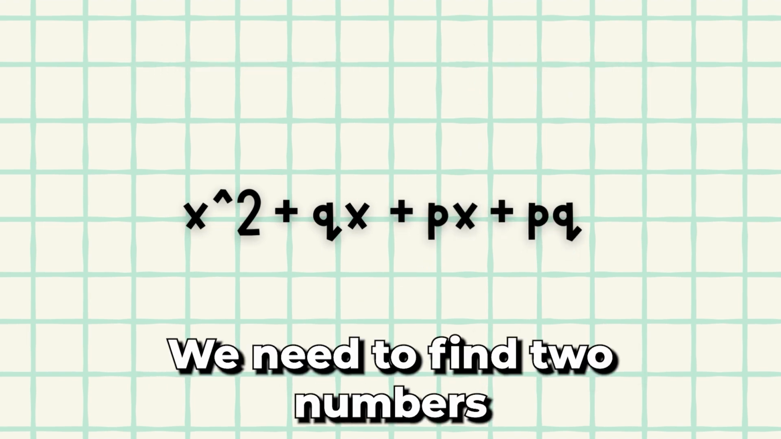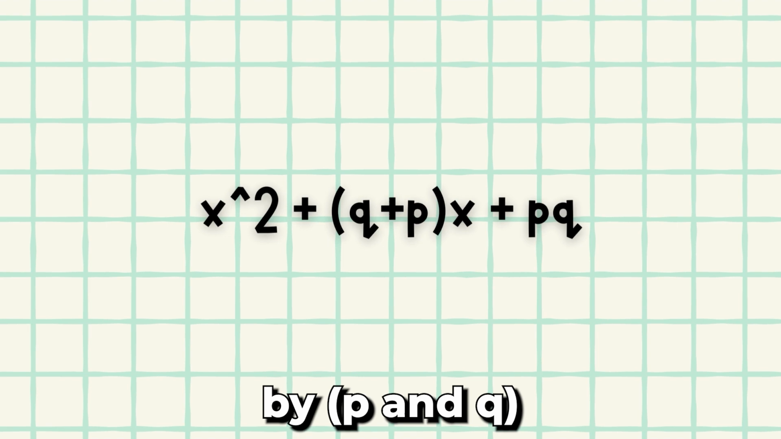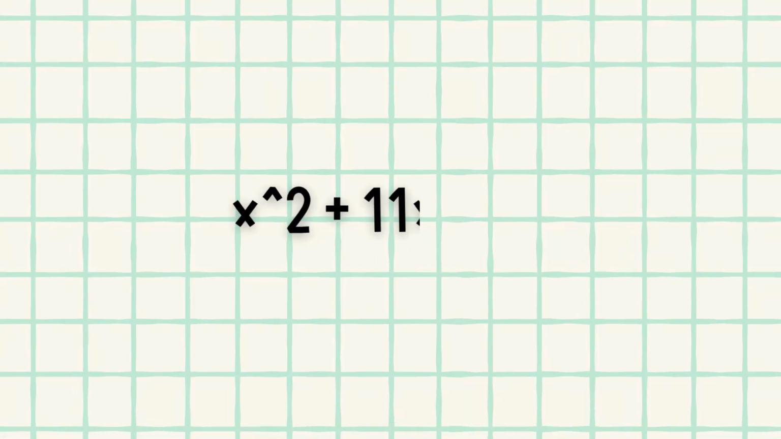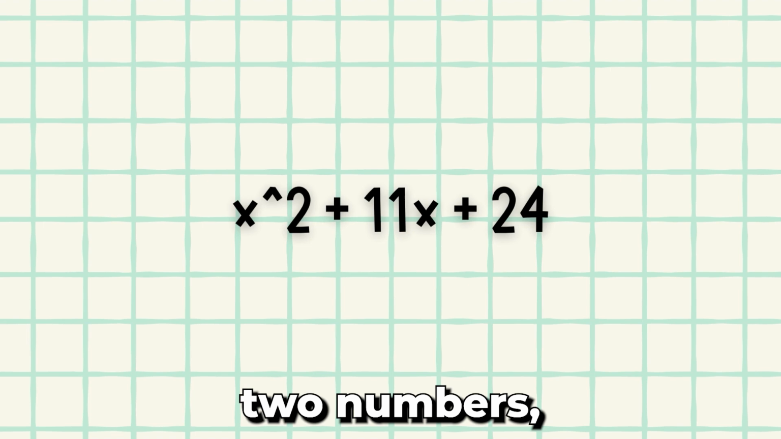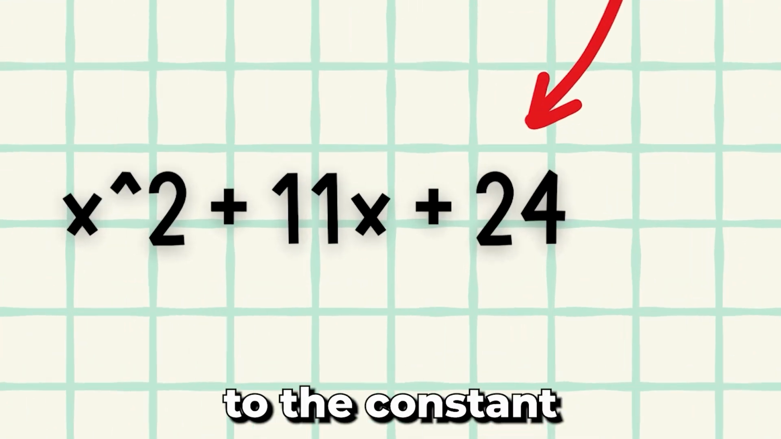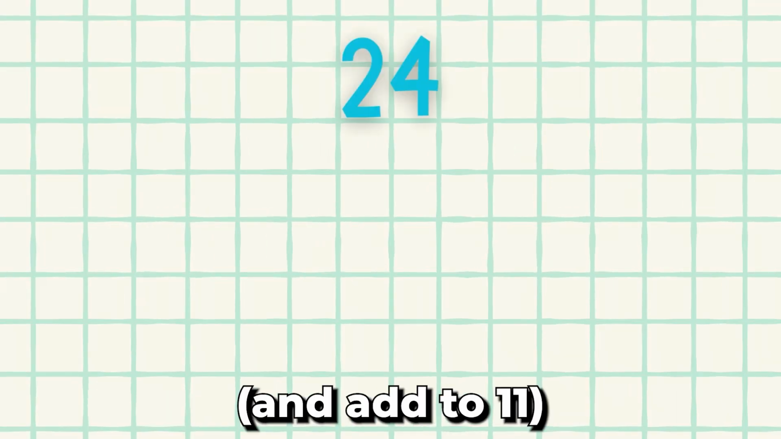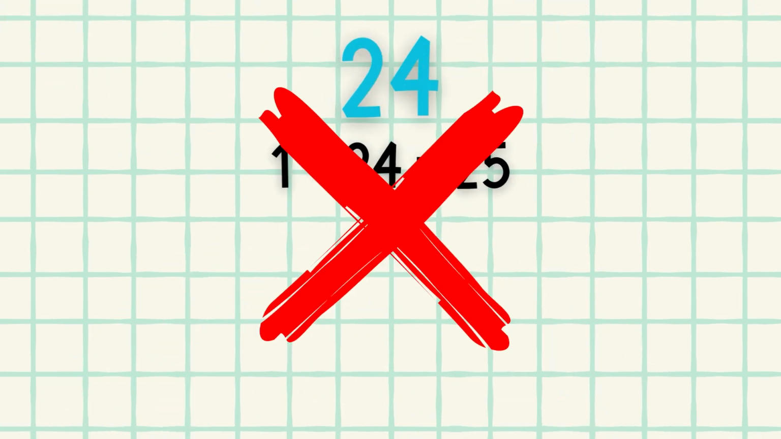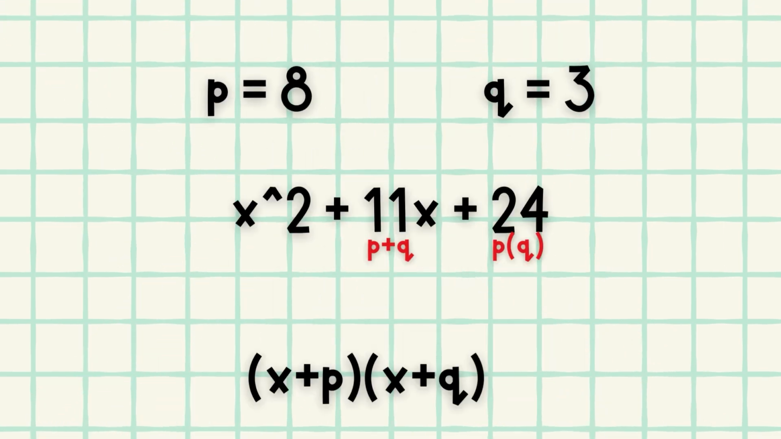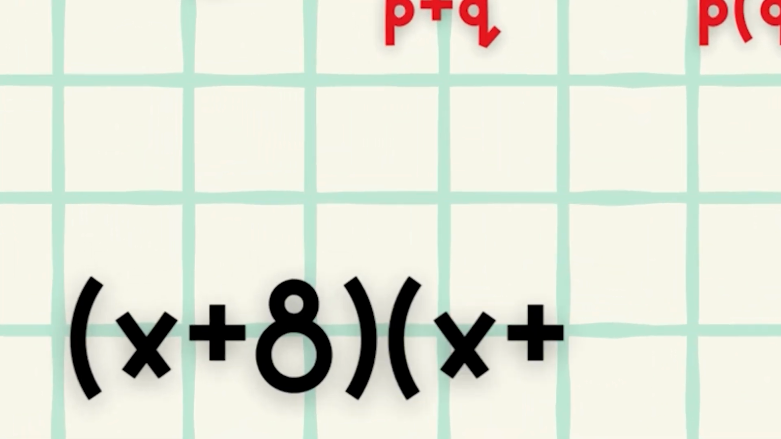To factor, we need to find two numbers, currently represented by p and q, that add up to the number in front of x and multiply to the constant. This will make more sense with real numbers. Using the equation x squared plus 11x plus 24, we need to find two numbers that add up to the number in front of x, 11, and multiply to the constant 24. To do this, let's look through some pairs of numbers that multiply to 24. 1 and 24 are obviously too big, 6 and 4 are almost right, but 8 and 3 work perfectly. Now we write the factored quadratic as (x plus 8) times (x plus 3).